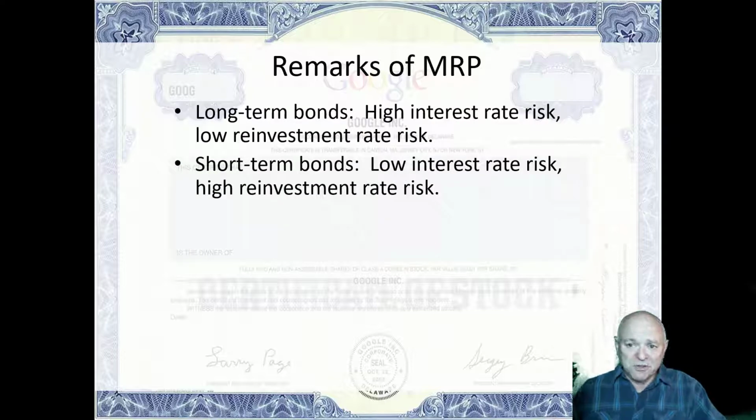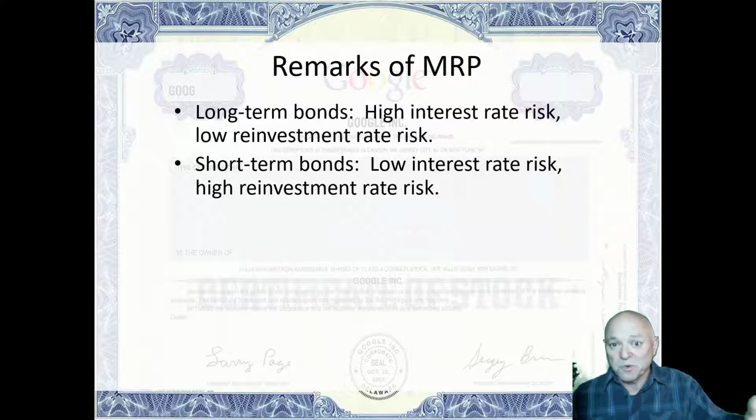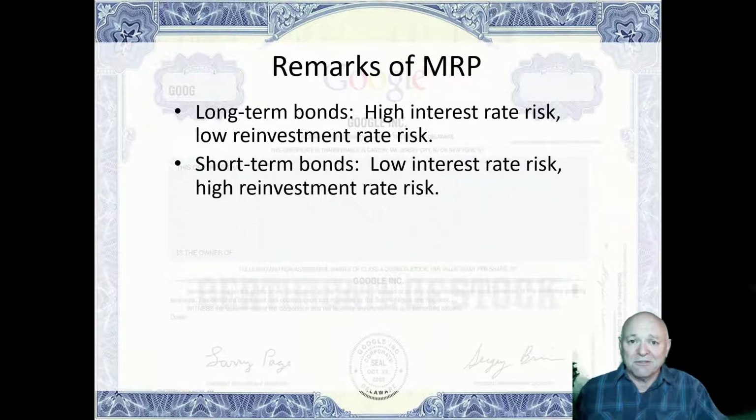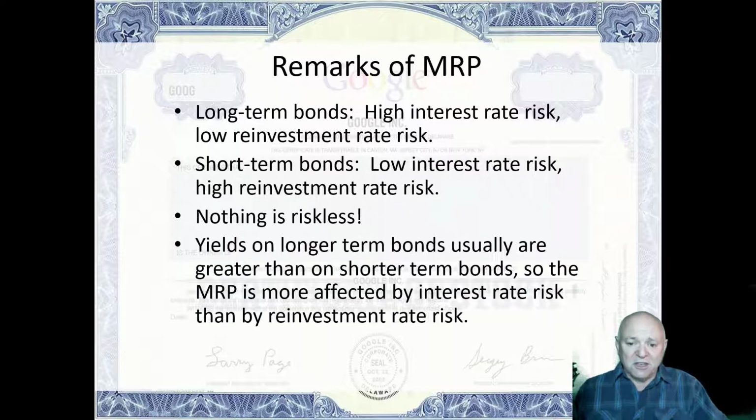Some other things to remember about the market risk premium: long-term bonds have a high interest rate risk and low reinvestment rate risk. Short-term bonds have a low interest rate risk because the interest rate reprices constantly, but they have a high reinvestment rate risk. So you have one type of risk or the other. The yields on longer term bonds are usually greater than those on shorter term bonds, so the market risk premium is much more affected by short term and unexpected movements in interest rates than by the reinvestment rate risk.